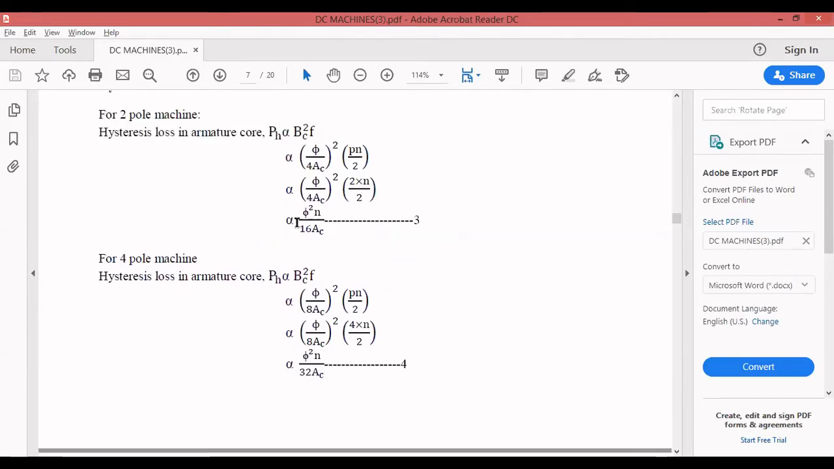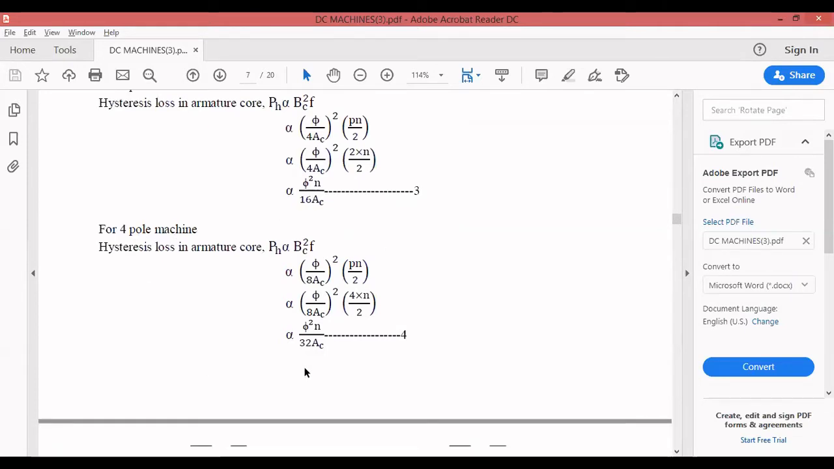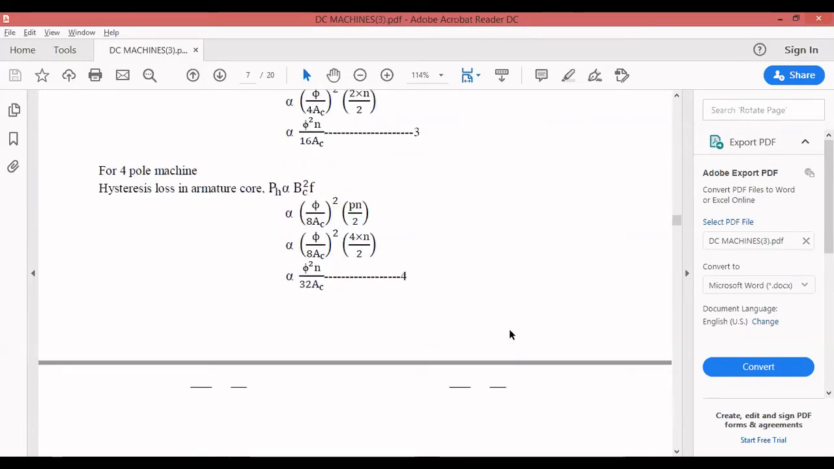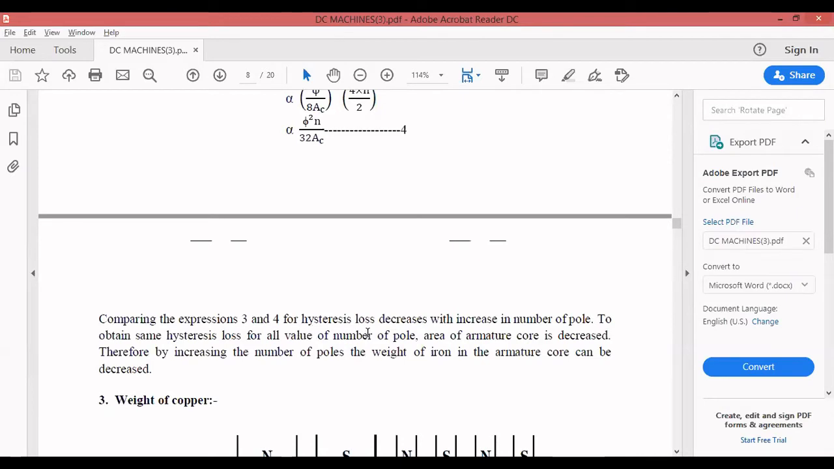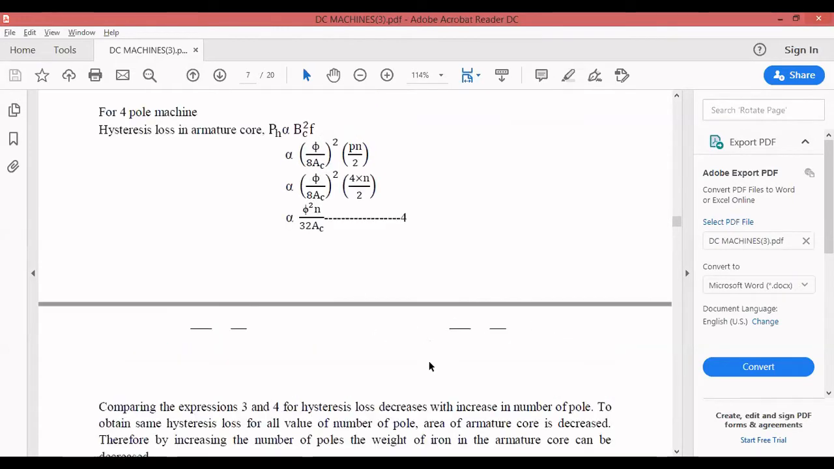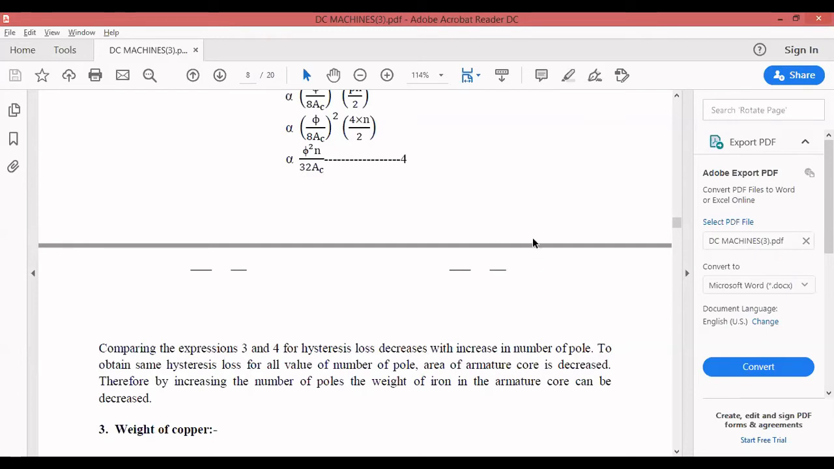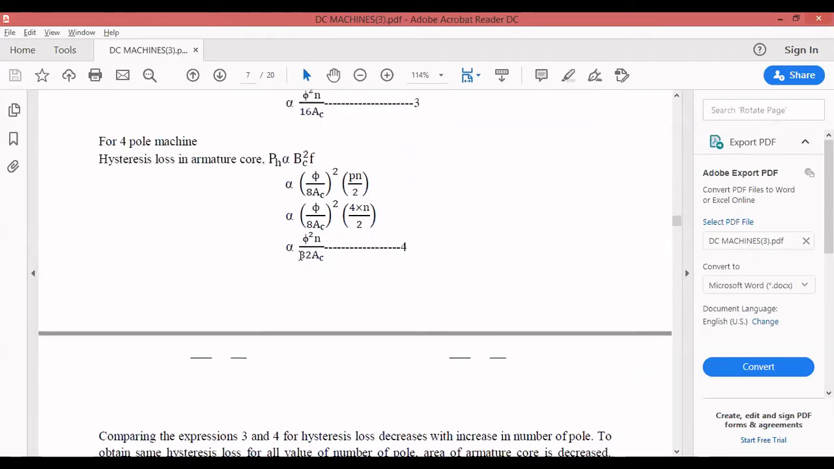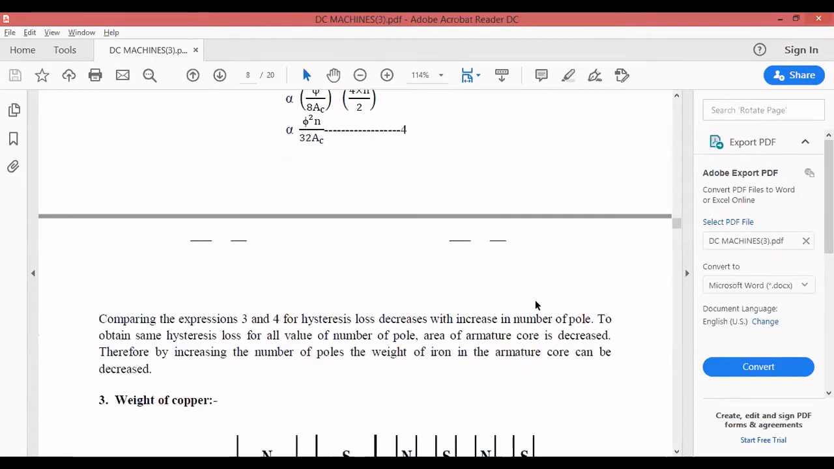If you see equations 3 and 4, for a two pole machine, the area of the armature core is 16 AC. For a four pole machine, the area of the armature is 32 AC. So as the number of poles increases, you can see the area of the armature also increases. So comparing equations 3 and 4, hysteresis loss decreases with the increasing number of poles. If the number of poles increases, the area of the armature core will increase. If the area of the armature core increases, then the hysteresis loss decreases.